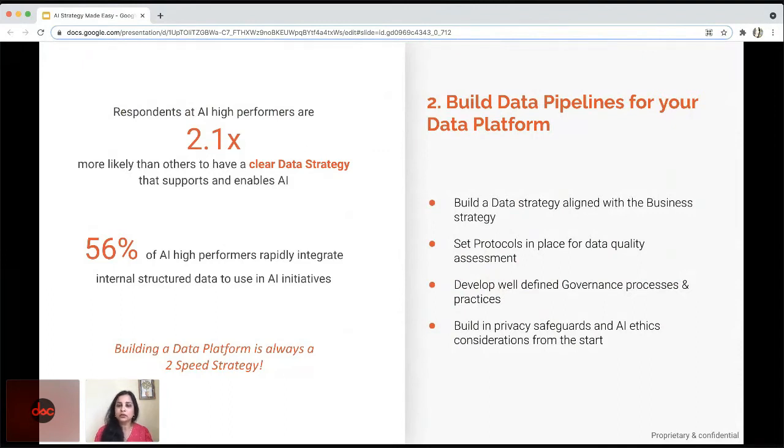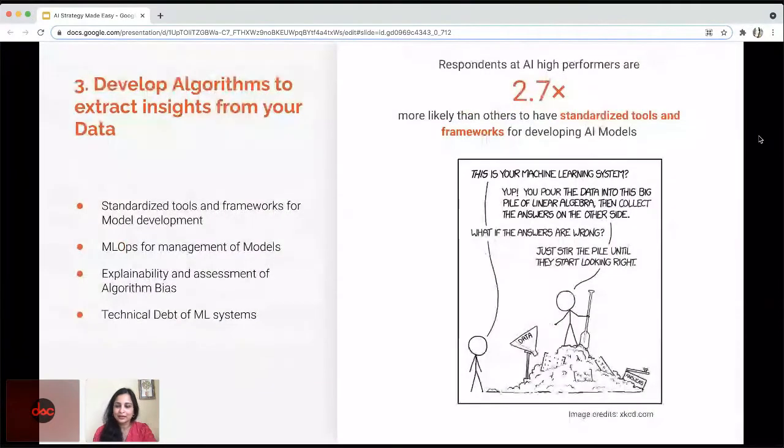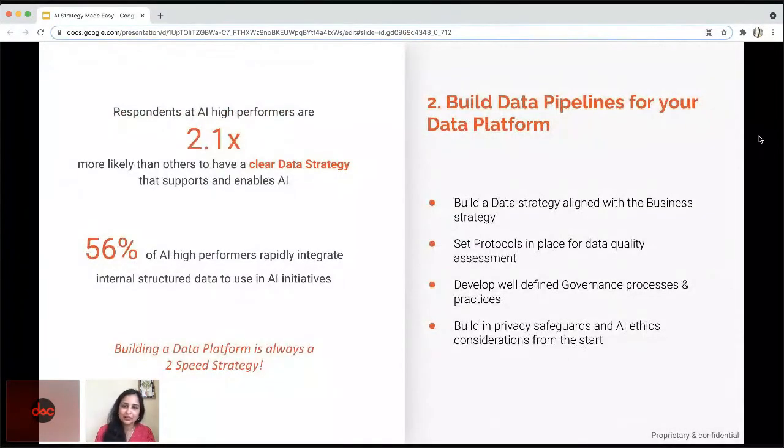And the fourth one is building in privacy safeguards and AI ethics considerations from the start.